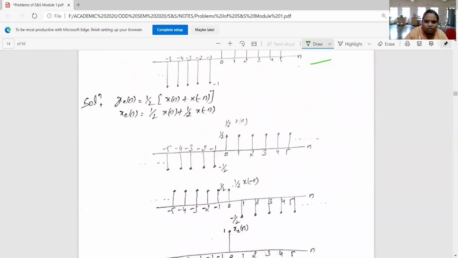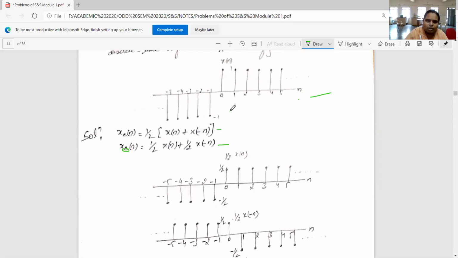Next, the solution. What we already know is the even part of the signal, that is xe of n is equal to 1 by 2 x of n plus x of minus n, and the odd part xo of n is equal to 1 by 2 x of n minus 1 by 2 x of minus n. These are the two equations we have already come across. Next, the signal x of n is already given to us.